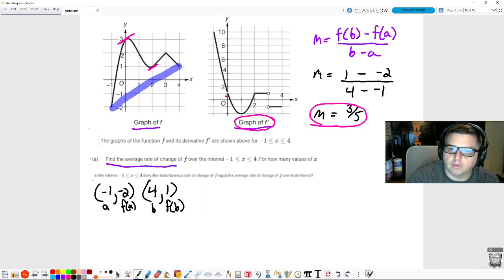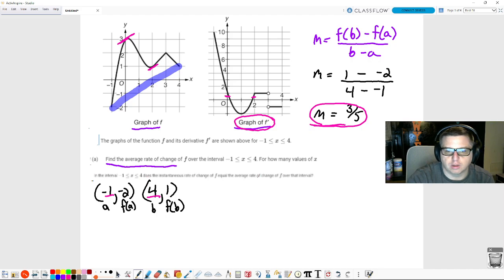But think about 3 over 5. Isn't that a fraction? And don't we hit that graph twice? So what they're saying is find the average rate of change. We did that over the interval from -1 to 4. So that's why we started at -1. We went to 4. And then it says for how many x values on the interval from -1 to 4 does the instantaneous rate of change of f equal the average rate of change?